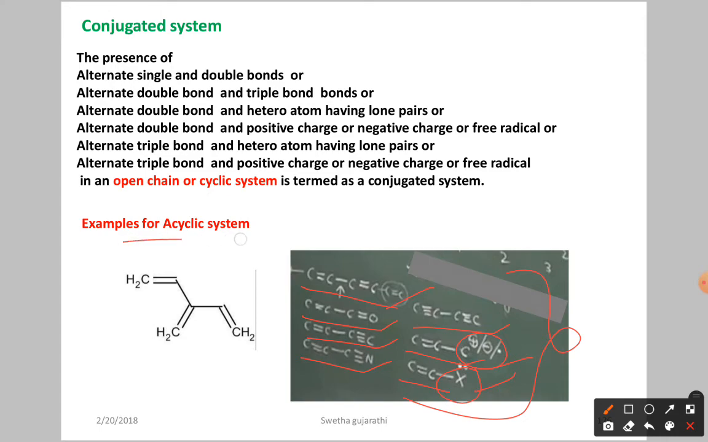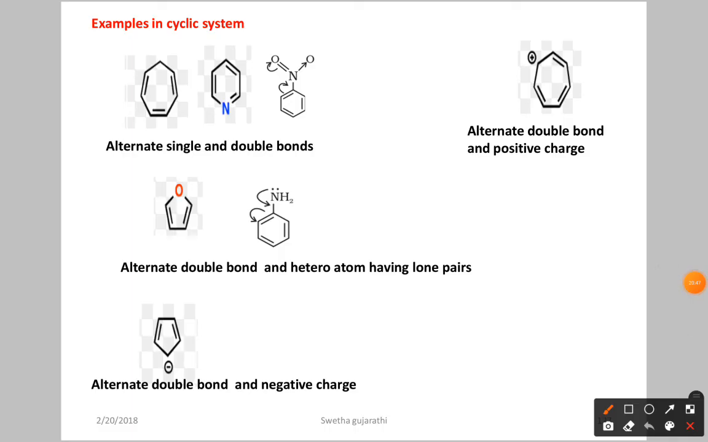Here you can see an example. Acyclic means we don't have any cycle. Here we have double bond, single bond, double bond, single bond, indicating the molecule is in conjugation. Now let us see examples in a cyclic system, which means we have a ring. Just now we saw acyclic, where we don't have a ring. Here, double bond, single bond, double bond, single bond, double bond means up to here we have conjugation.